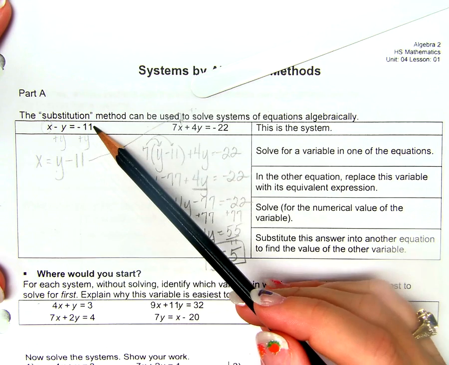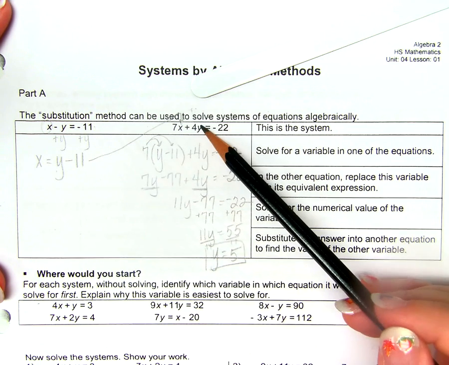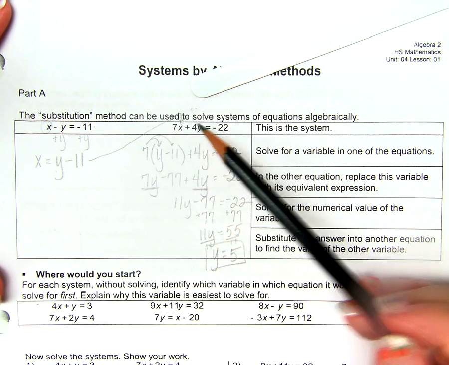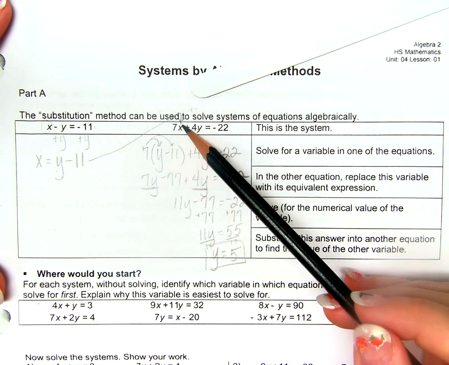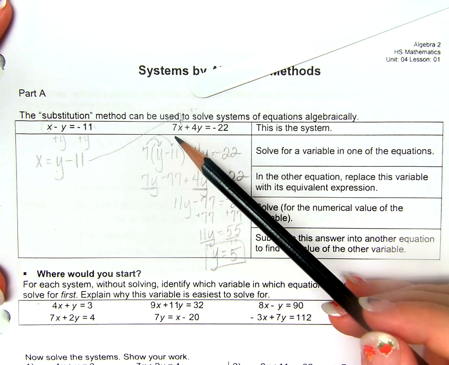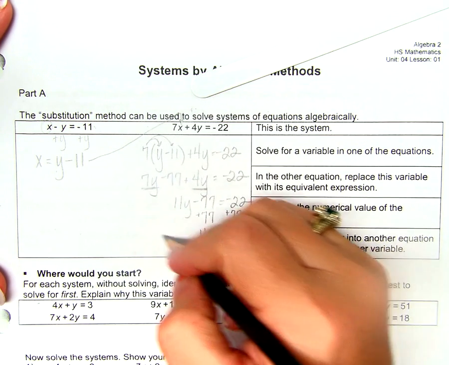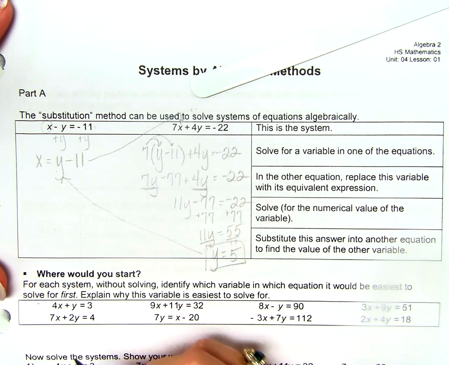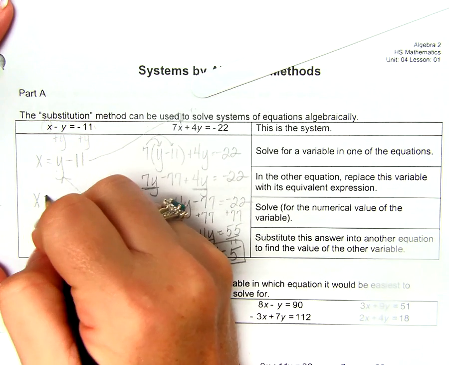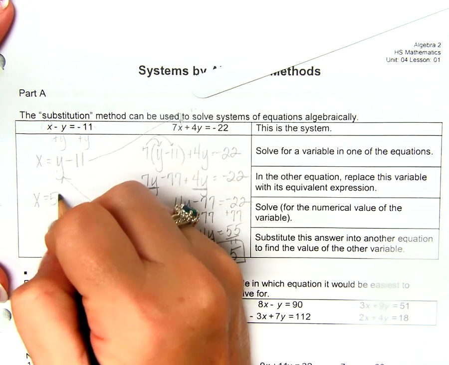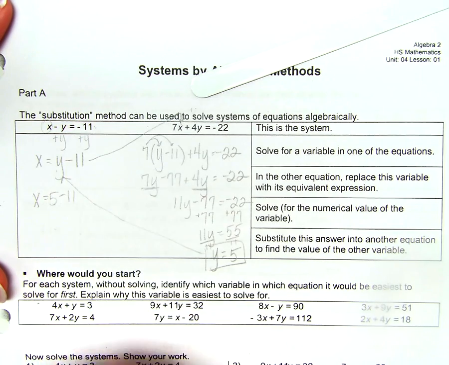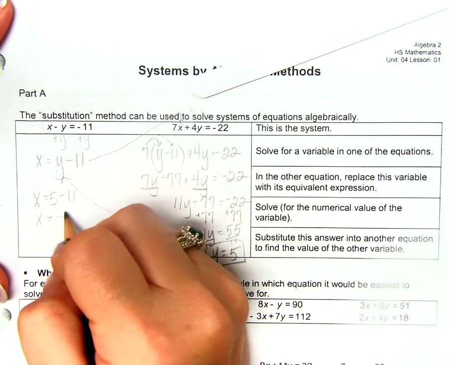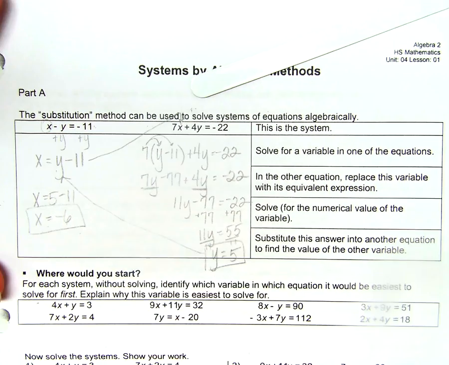So like here? Here? Why not? Could I here and here? Yes, but x already is solved for right there, isn't it? Excellent. X equals 5 minus 11. What is 5 minus 11? Negative 6. So that's the answer.